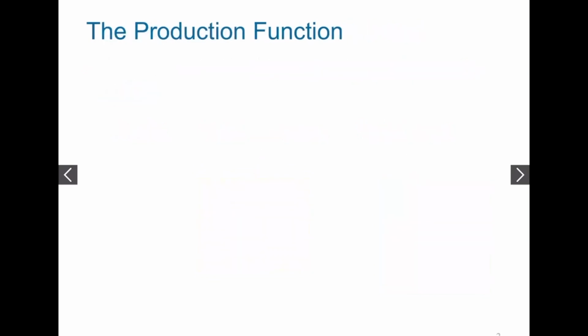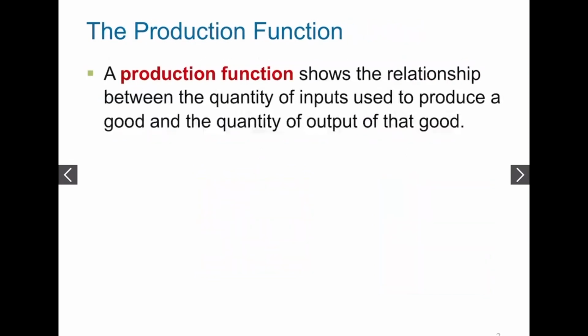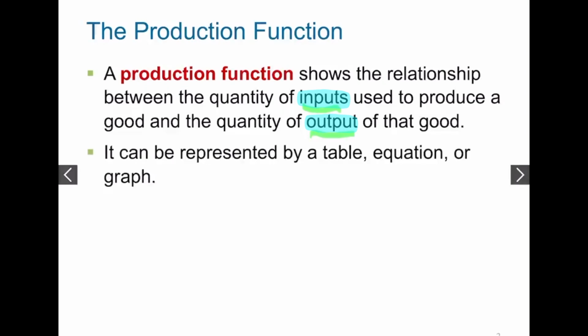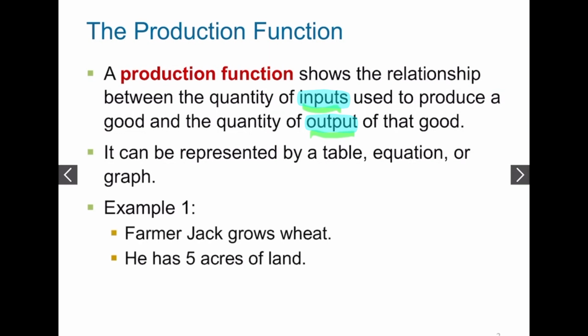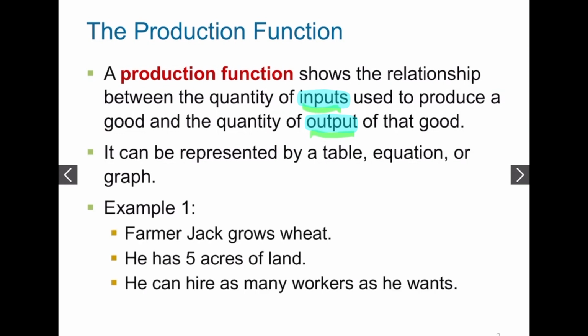Now we'll be looking at the production function. The production function shows the relationship between the quantity of inputs used to produce a good and the quantity of output of that good. It can be represented by a table, equation, or a graph. We'll be looking at the example of Farmer Jack and his story about growing wheat on his 5 acres of land and how many workers he hired to produce that wheat.